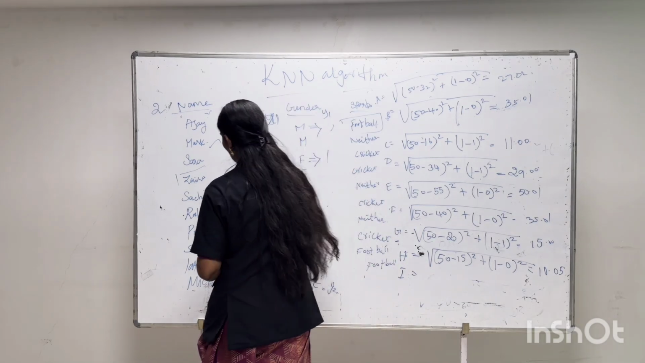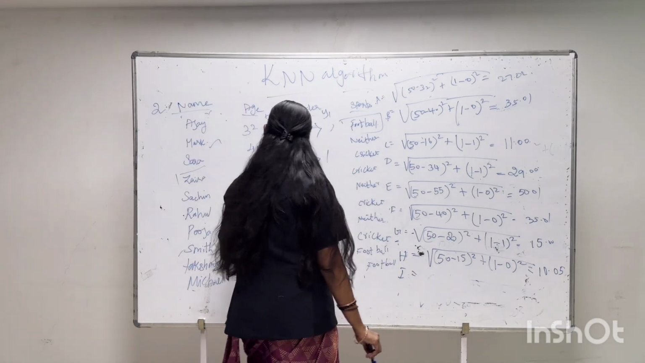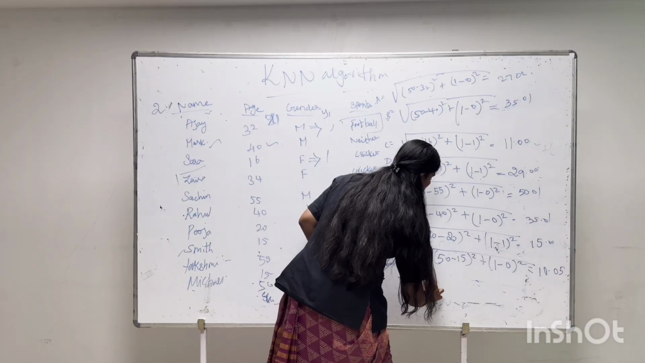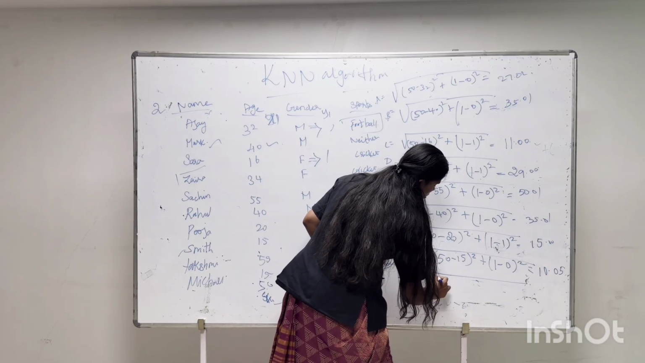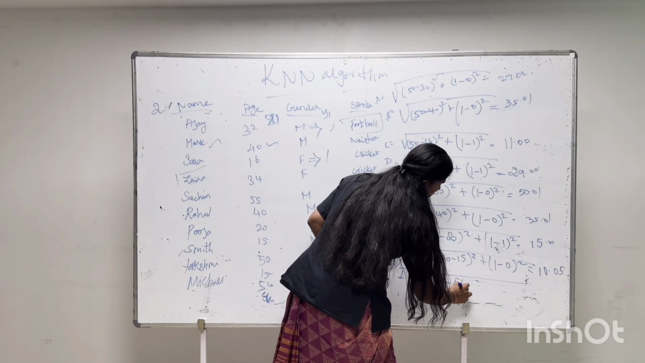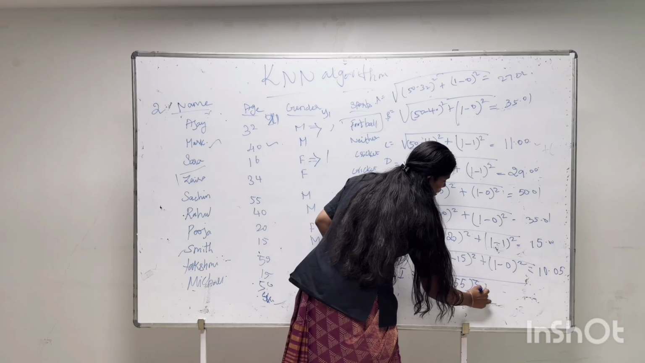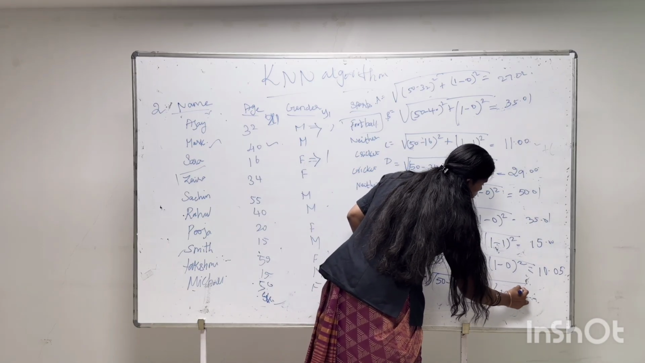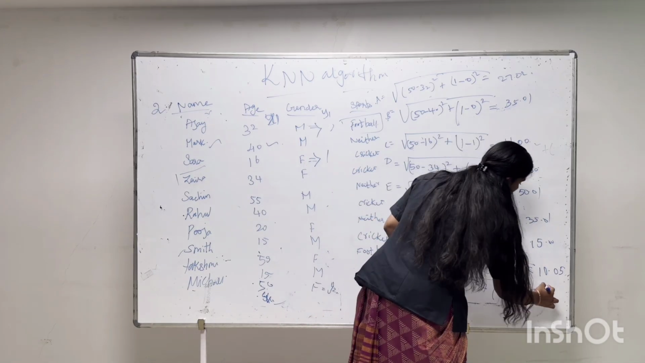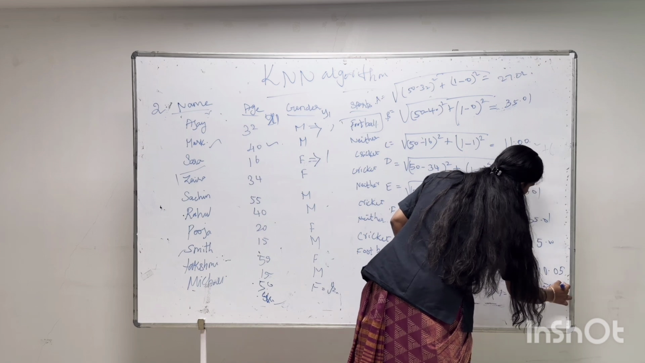Next we are going to find the value for Lakshmi. The age will be 55. 50 minus 55 whole squared plus 1 minus 1 whole squared. The value will be 50.00.